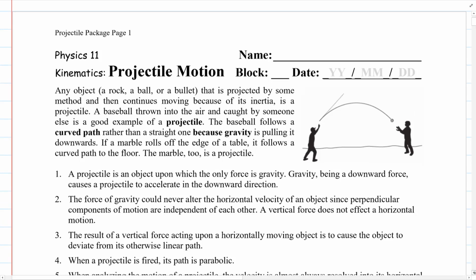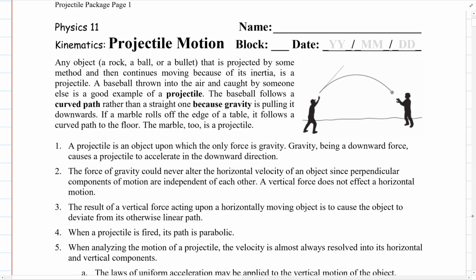Few things that we should know in physics. A projectile is an object that has only gravity pulling down on it. Gravity being a force causes the object to accelerate downwards. The force of gravity could never alter the horizontal velocity, and that's a big idea here. The big idea for physics, once we go into 2 dimensions, which this chapter is beginning, is that the forces in one dimension, or the pushes or the gravity in one dimension, cannot cause the object to accelerate in another dimension. So gravity is vertical, it will not affect the horizontal motion.